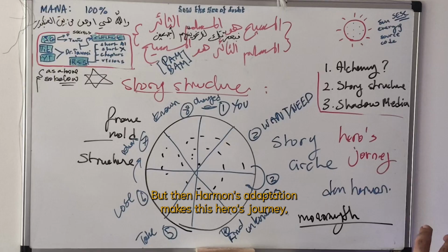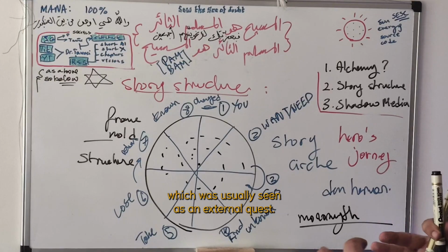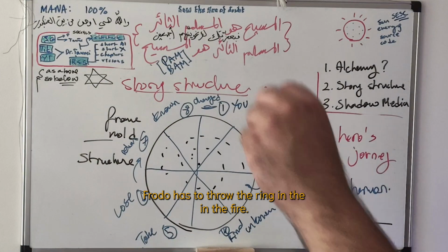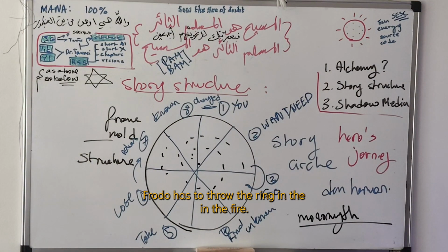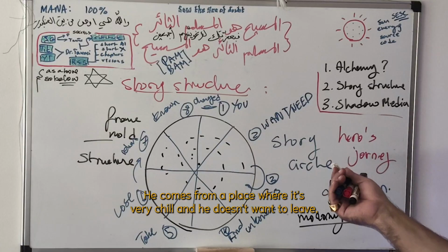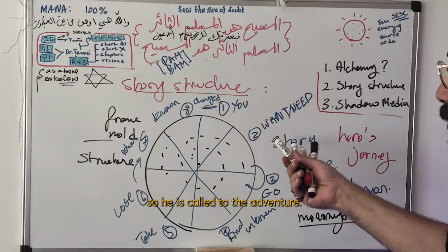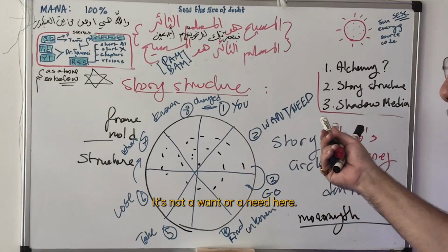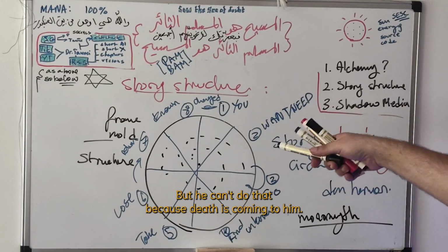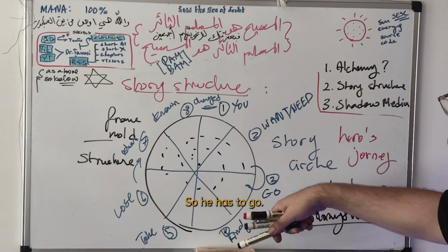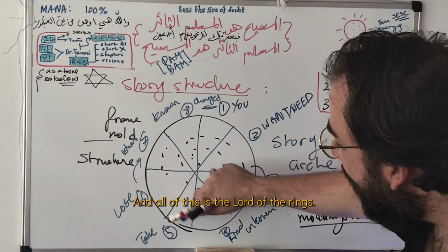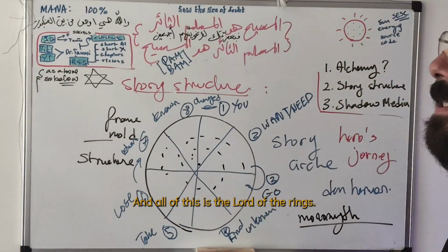But Dan Harmon's adaptation makes this hero's journey, which was usually seen as an external quest. Think Lord of the Rings. Frodo has to throw the ring in the fire. He comes from a place where it's very chill and he doesn't want to leave, so he is called to the adventure. It's not a want or a need here. What he wants and needs is to stay in his country chilling, but he can't do that because death is coming to him, so he has to go. He should go. He's called to an adventure, and all of this is the Lord of the Rings, basically.